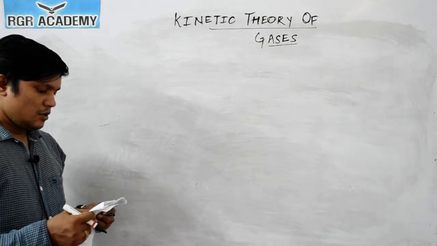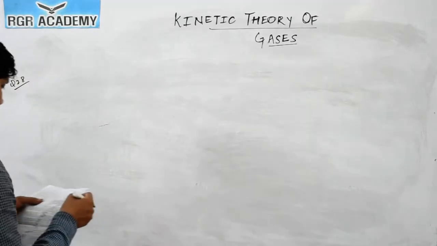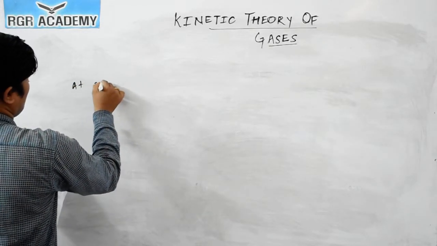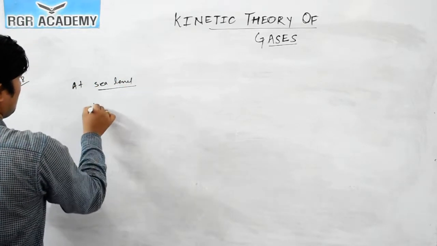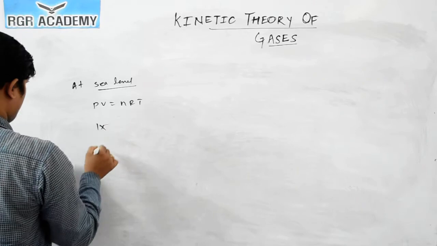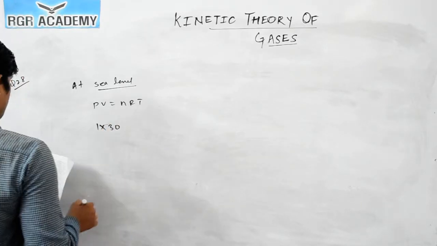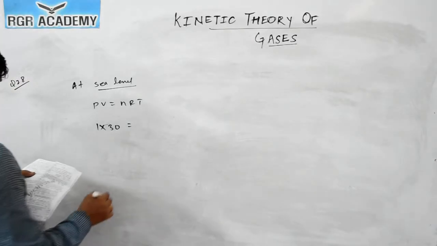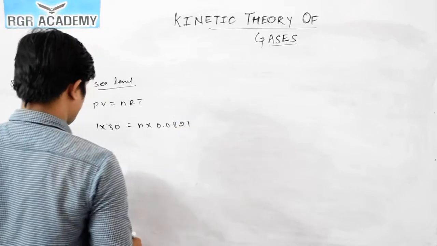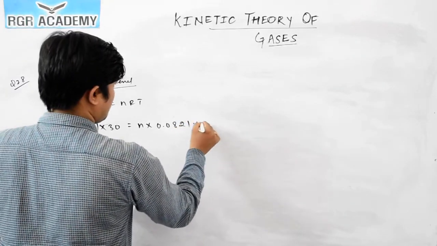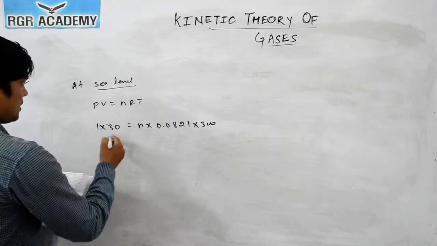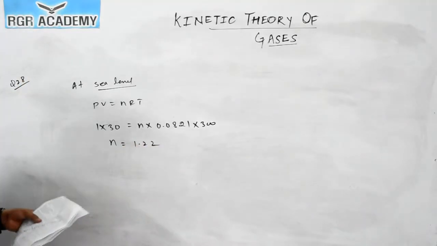At sea level, PV equals nRT. So P is 1, volume is 3 liters, n we have to find out, R is 0.0821, and temperature is 27 degrees Celsius, which means 300 Kelvin. From this, the value of n you will get is 1.22.